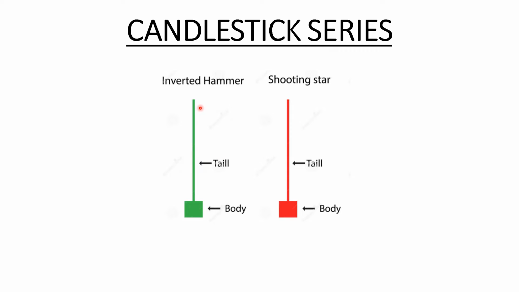This pattern will have a long upper wick and a body at the bottom, followed by no or a very small lower wick. So what does this represent? This represents an inverted hammer when it is formed in a downtrend, and a shooting star when it is formed in an uptrend. Always remember, it will have a long upper wick, a small body, followed by no or a small lower wick. So let's see a few examples.